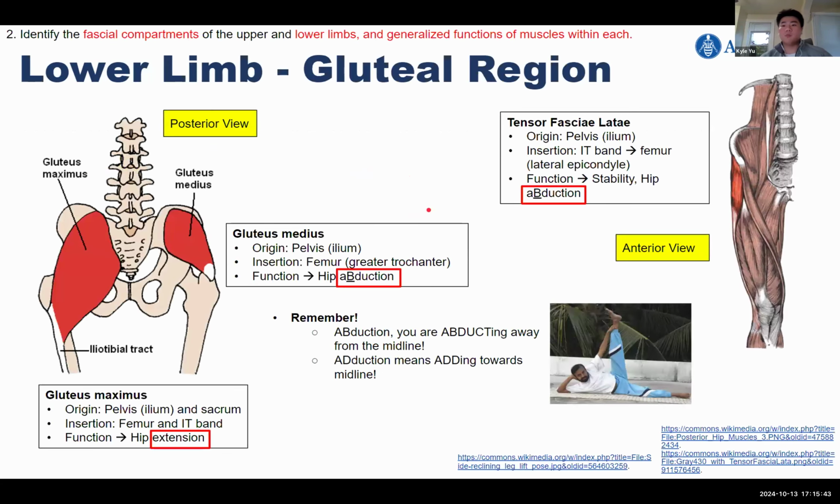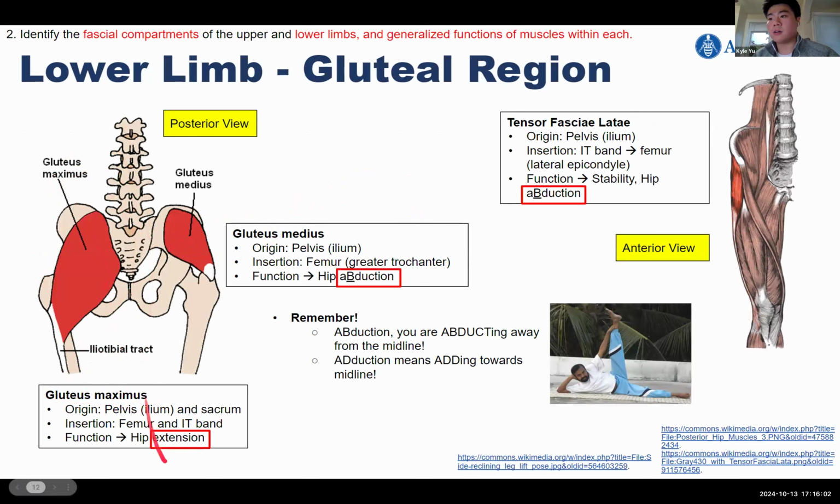All right, so next we're going to move on to the lower limb. We're going to start with the gluteal region. This is kind of like the shoulder region of the lower limb. It connects from the main axial spine to the lower limbs. And so the first muscle I want to bring up is the gluteus maximus, which is the huge muscle back here.